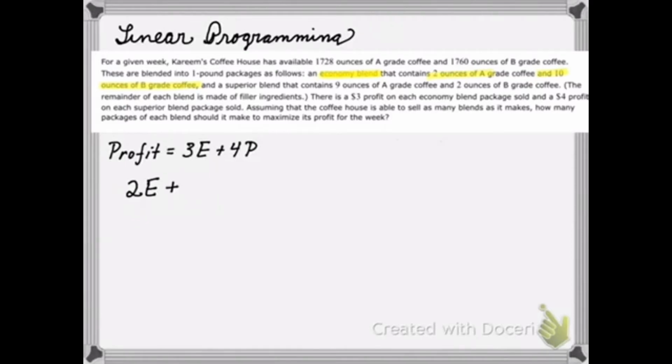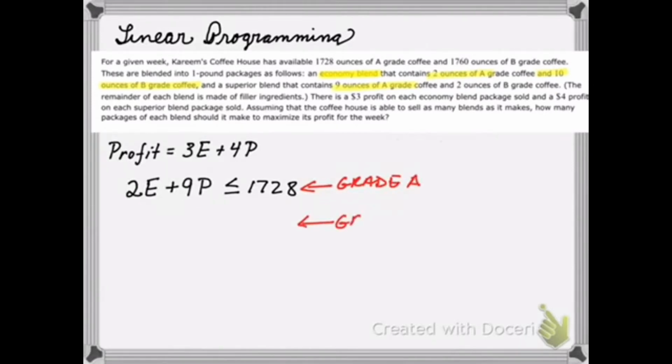Plus, for the premium blend, how much am I doing? I'm using 9 ounces of grade A each time I make a premium, and my total grade A available is 1728. So this has to be less than or equal to 1728. Let's take a look and make sure that you follow that. This is the equation for the grade A coffee. This equation here is for grade A. And then it's not an equation, it's an inequality.